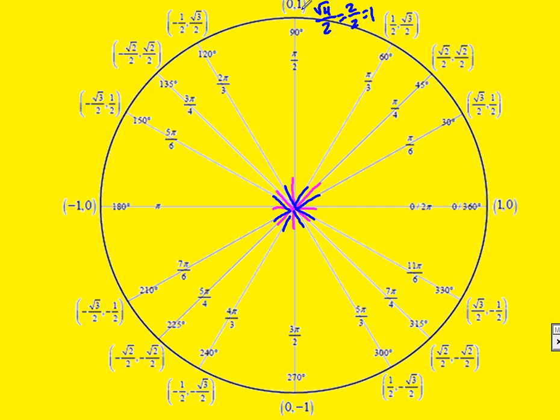So, in the meantime, be able to read this unit circle and use it for everything that you need for your problems.